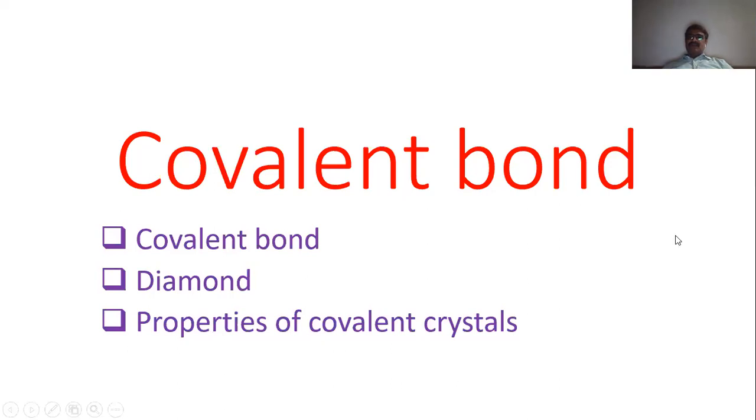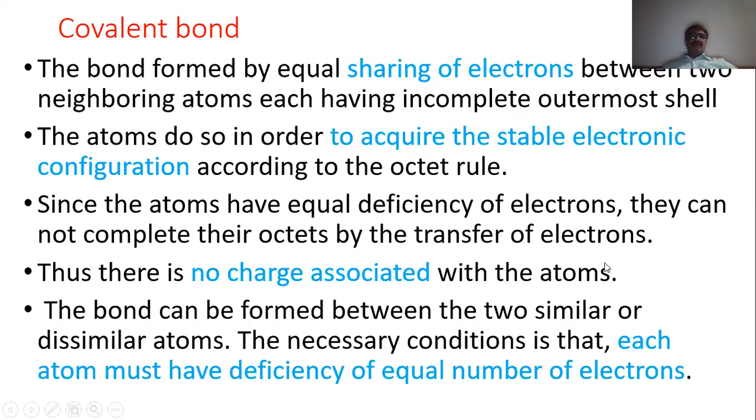Okay, so let me start with the covalent bond. We have seen that the ionic bond is formed by the transfer of electrons, from one atom to another. One atom loses its electron while another atom gains the electron. The atom which loses an electron becomes electropositive, that means a positive ion.